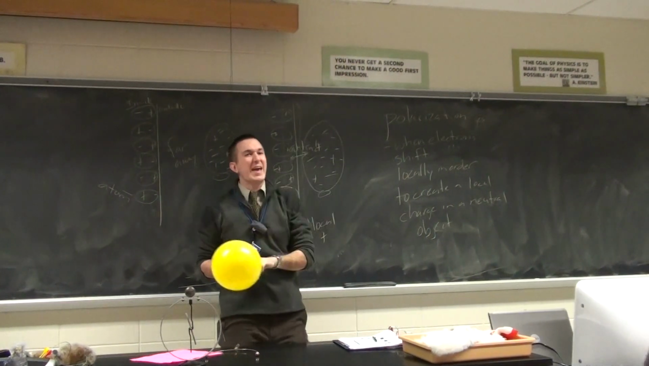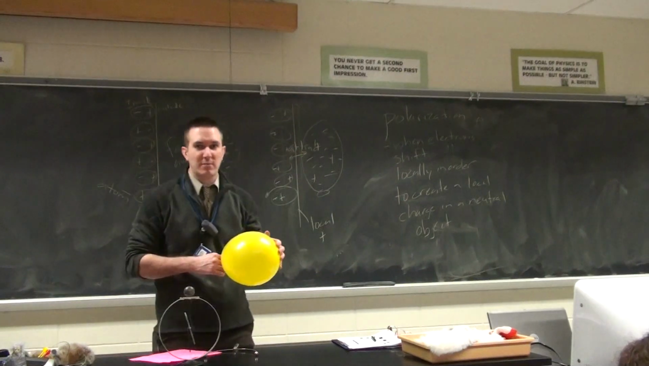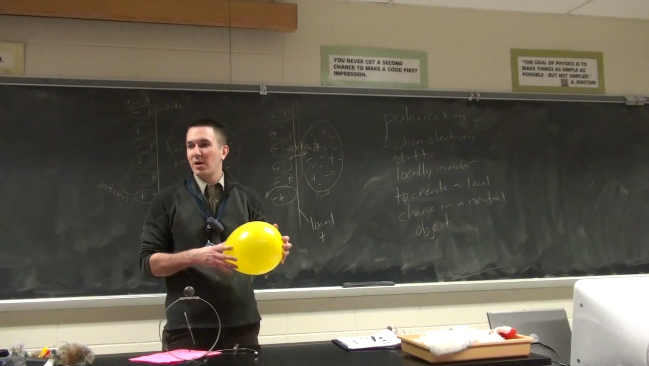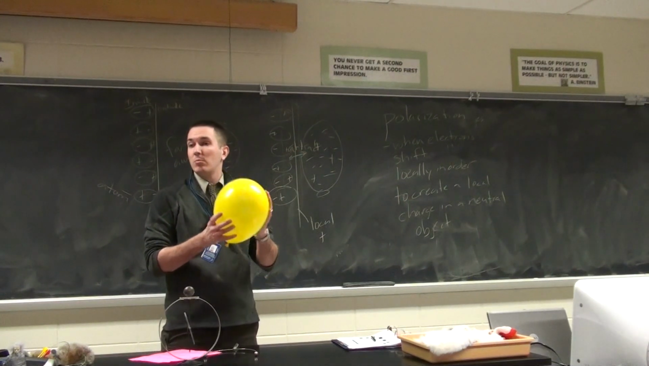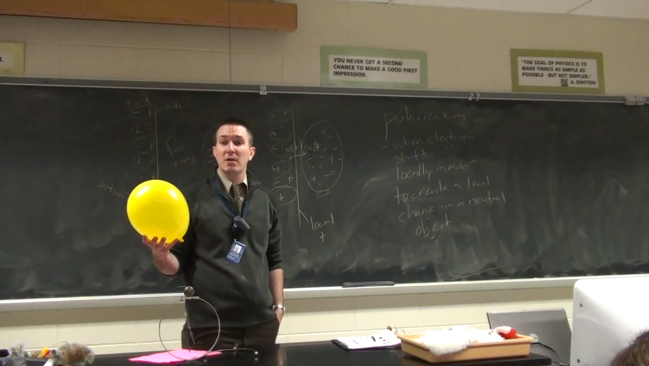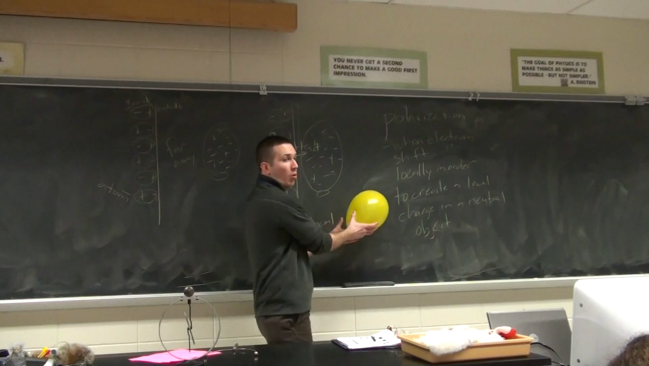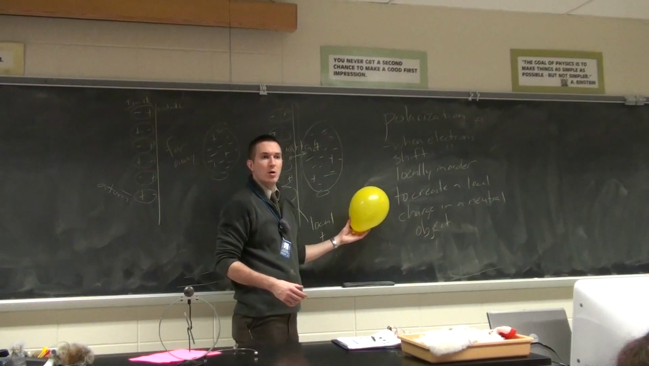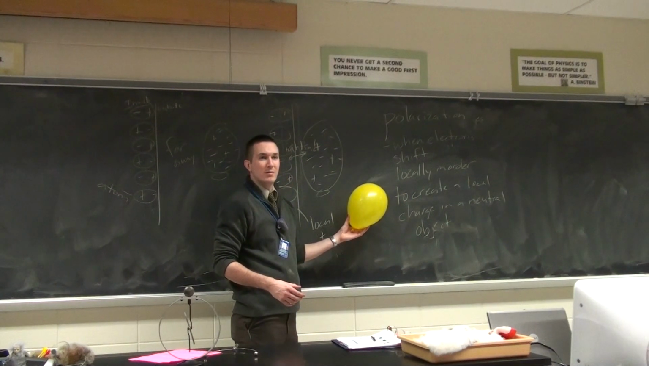It attracted. Let's say I had a glass balloon, okay? Not a wise choice. And I rubbed it with silk. What would the charge on the balloon be? Positive. If I brought it close to the wall, would it still fall to the ground? No, it would still attract because the electrons would come closer to it.